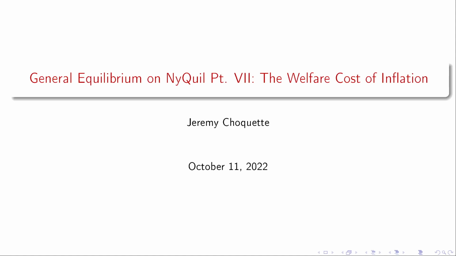Okay, welcome. We are now on part 7 of General Equilibrium on NyQuil, where we're talking about the welfare costs of inflation. With the previous two lectures that I gave, both were on dynamic general equilibrium models of money. The first one went through the problem setup, we got our Euler equations, we looked at some steady states, which fed into the second lecture, which kind of wrapped some stuff up on steady states.